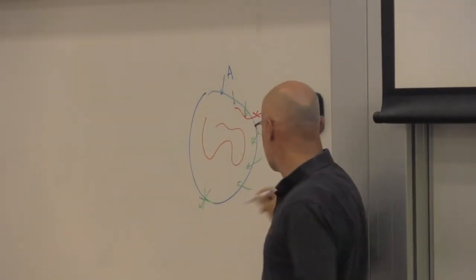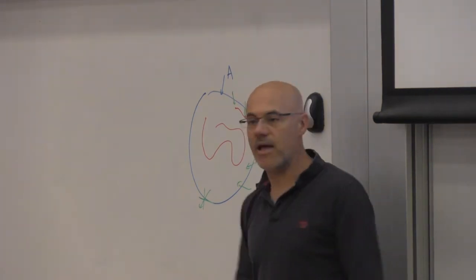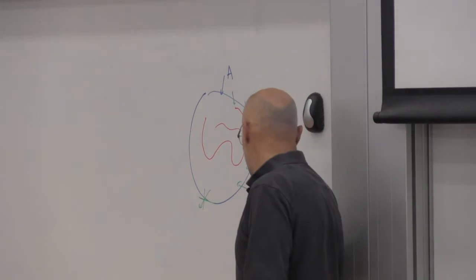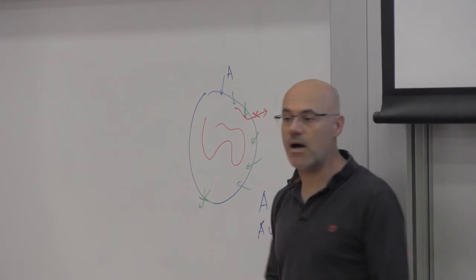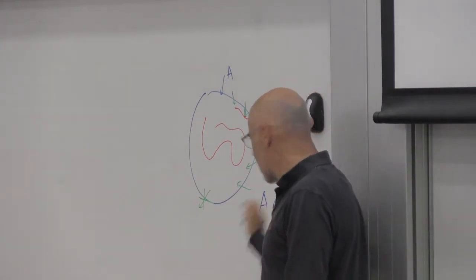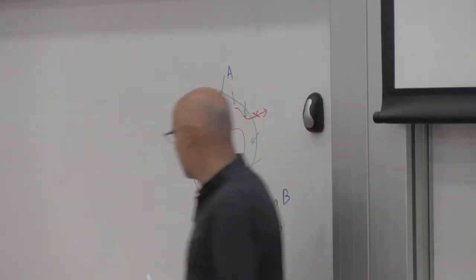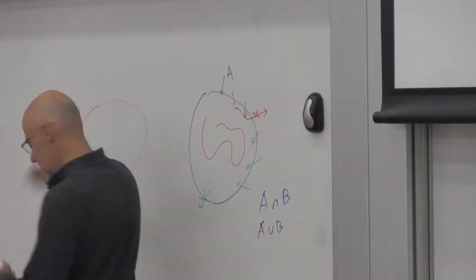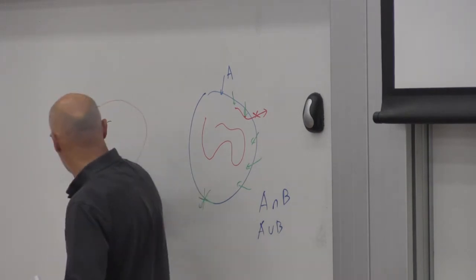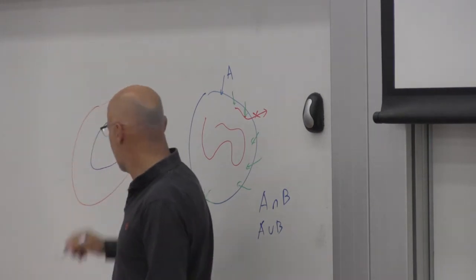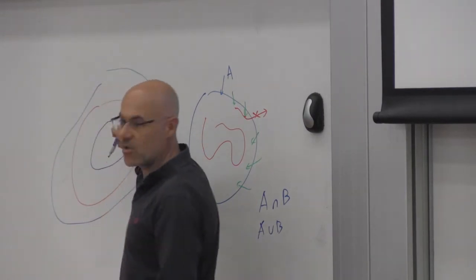So if A is an invariant set and if B is an invariant set, the intersection of A and B is also an invariant set. The union of A and B will also be a positive invariant set if A and B are positive invariant. So it means that there is some kind of lattice structure. So if I have any kind of set like this, the largest invariant set included in the red set exists, and the smallest invariant set containing the red set also exists.